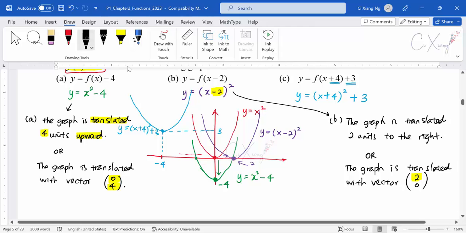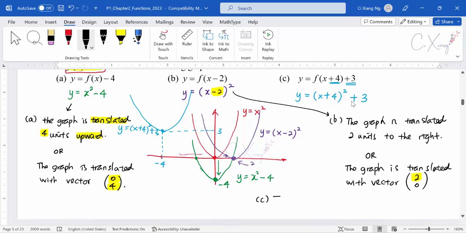Okay, then the last one, how about part C? If you want to describe it in a sentence, you can write: the graph is translated 4 units to the left and 3 units upwards. Or you can write it in a simple way in vector form: the graph is translated with vector (-4, 3).